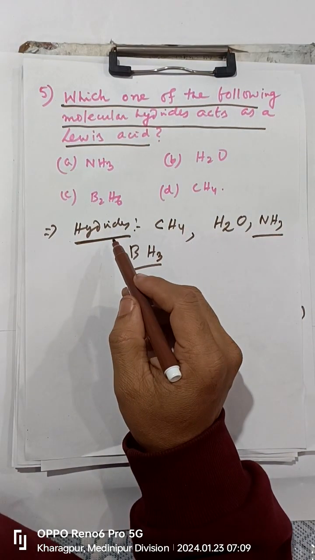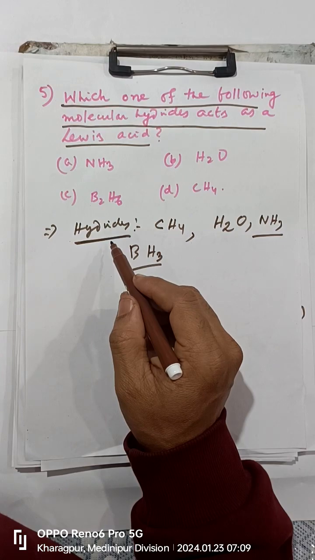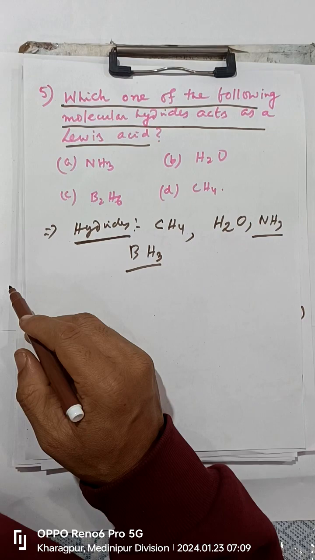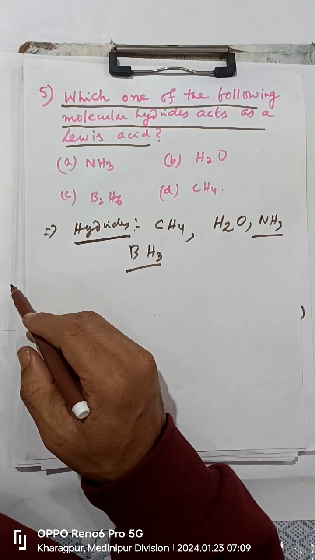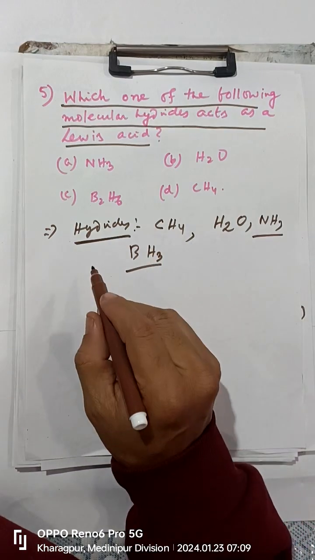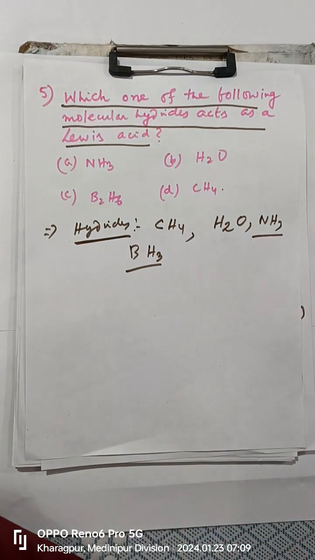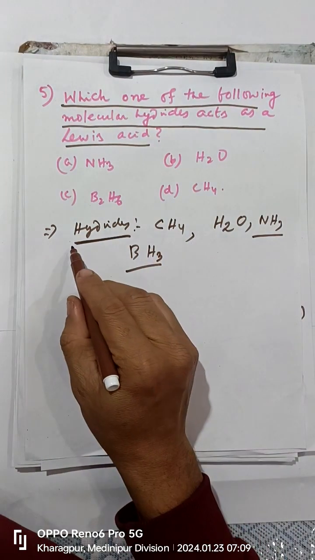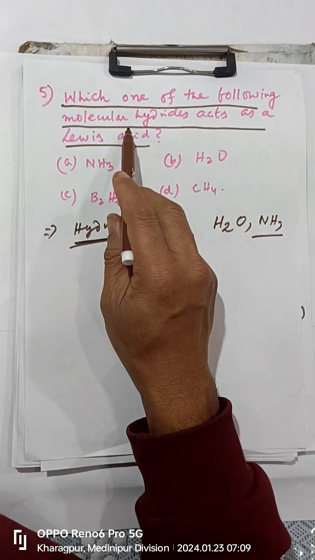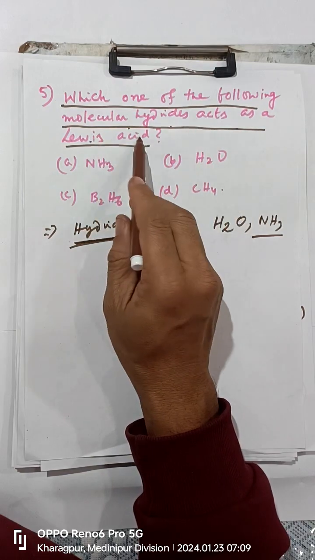So what is the nature of these hydrides? These hydrides may act as a base, may act as a Lewis acid, may act as a Lewis base, may act as a neutral compound, and may also act as a reducing agent. Those are not of concern for us, but for your interest I have said something about hydrides. So now going to the question: which one of the following molecular hydrides acts as a Lewis acid?